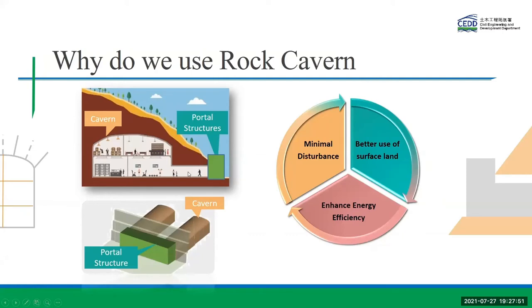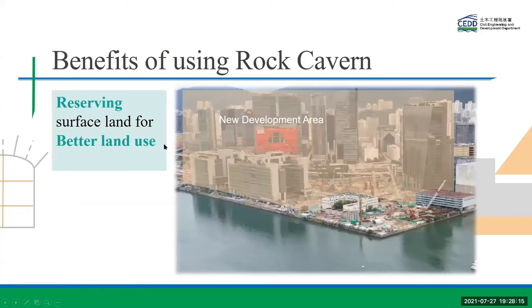Second, the rock caverns can provide a stable environment which is particularly important to these two facilities. Also, the rock mass surrounding the facility will act as a natural barrier, which can effectively isolate potential nuisance, such as noise and dust generated by the operation of this facility. The relocation of the PWCL is an excellent example of reserving the surface land for other beneficial use.